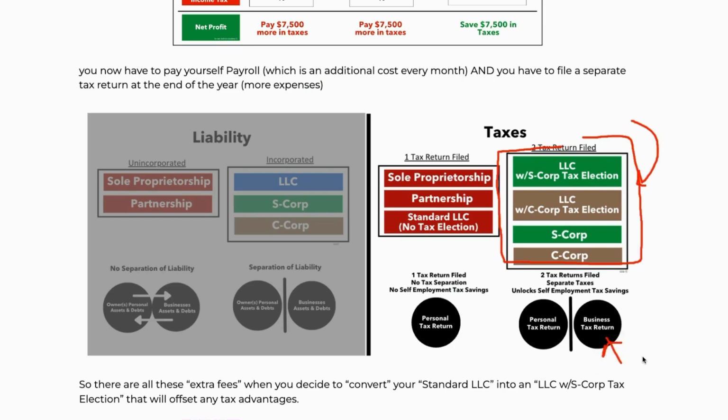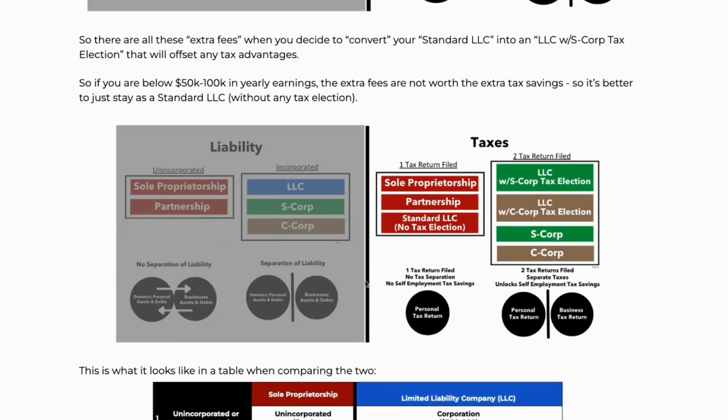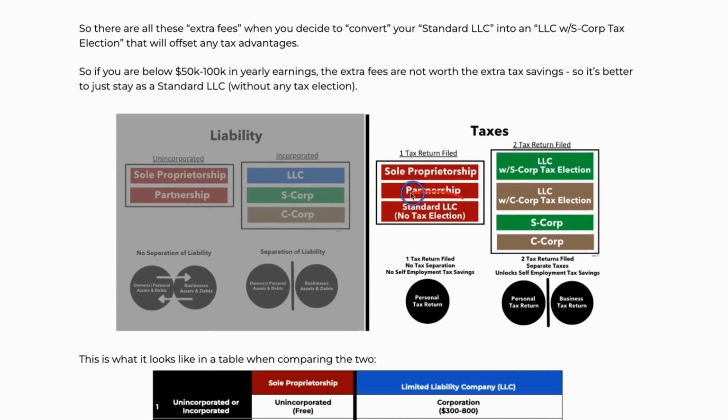It's called a business tax return that has to be filed, okay, because you got that tax election. And so now there's that additional cost that you then have to do, which is even more expenses. And so because there are all of these fees, when you decide to convert your standard LLC, this puppy right over here, into a tax election LLC, it depends on how much your tax savings really are going to be, right? Because there's going to be additional cost and complexity here.